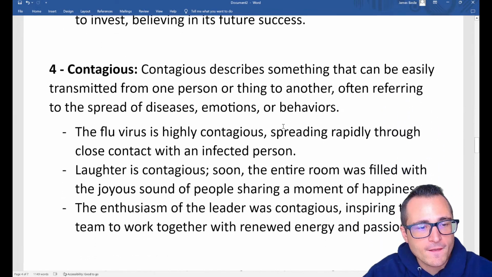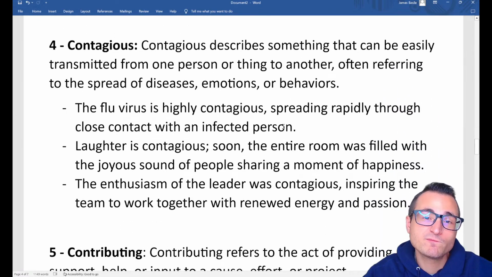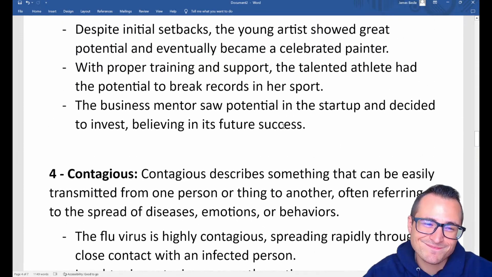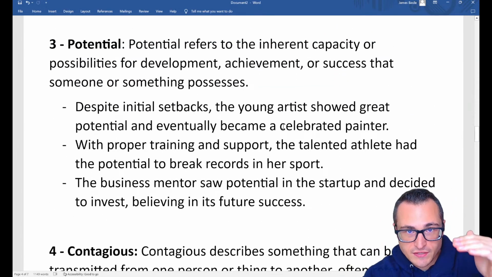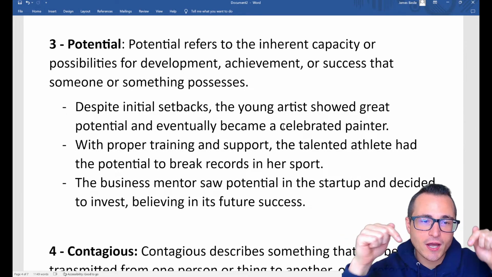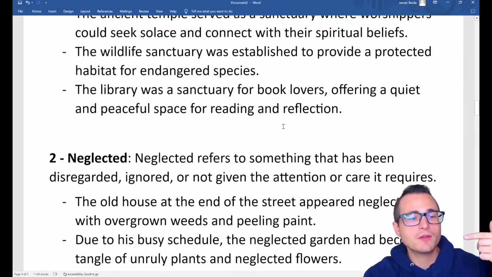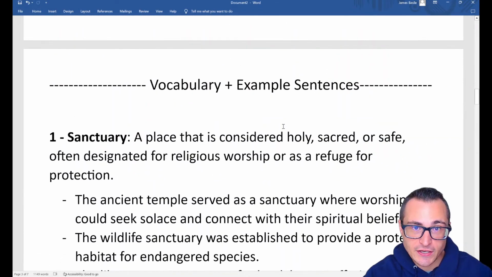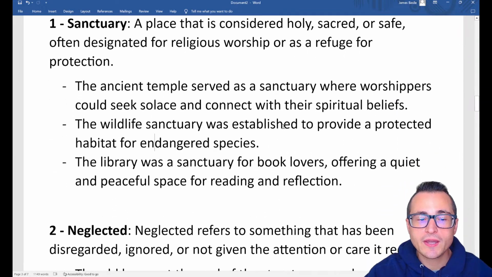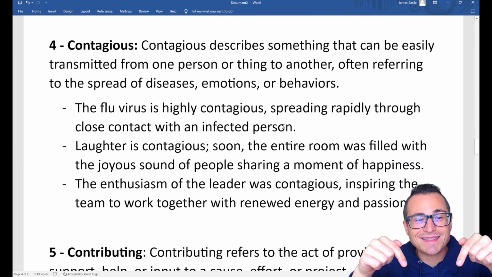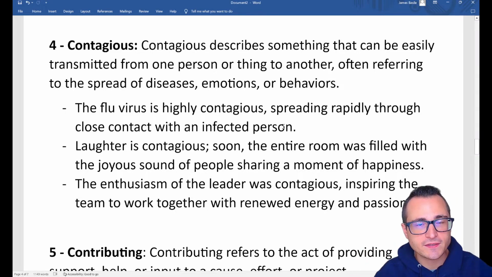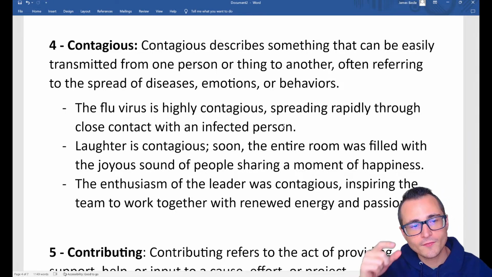Okay. Next vocabulary word. And by the way, if you want to, you can make sentences with these vocabulary words in the comments. Potential, neglected, sanctuary. If you can make sentences with these words, please tell us in the comments and practice your English.